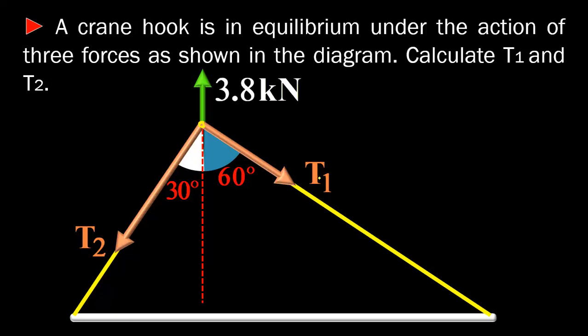I must decompose T1 and T2 at first and then go through conditions of equilibrium in horizontal and vertical directions. So sigma Fx is equal to 0, condition of equilibrium on horizontal axis, and then sigma Fy is equal to 0, condition of equilibrium on vertical axis, and by solving the two equations together I will find T1 and T2.